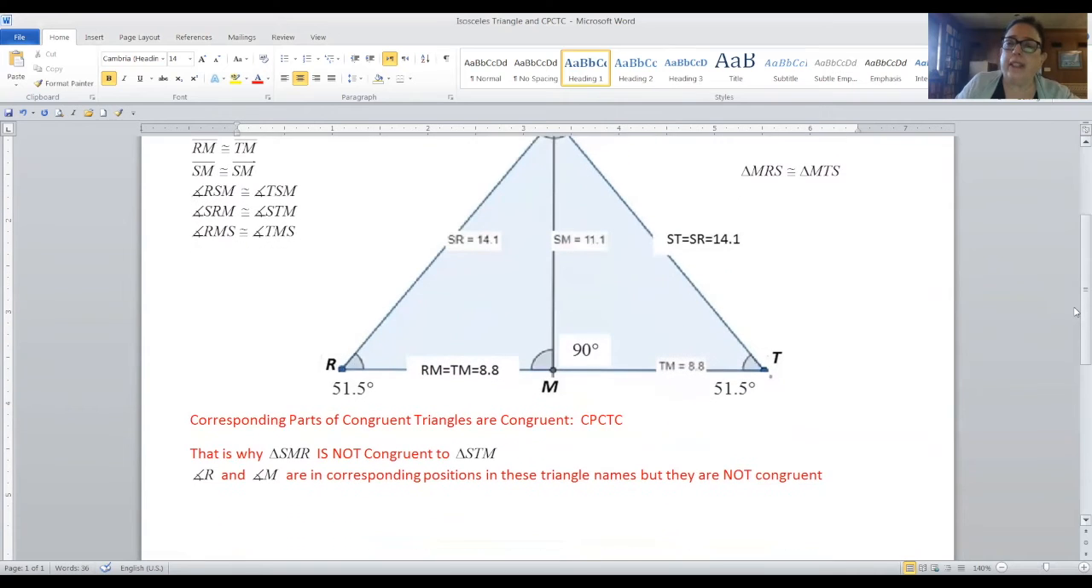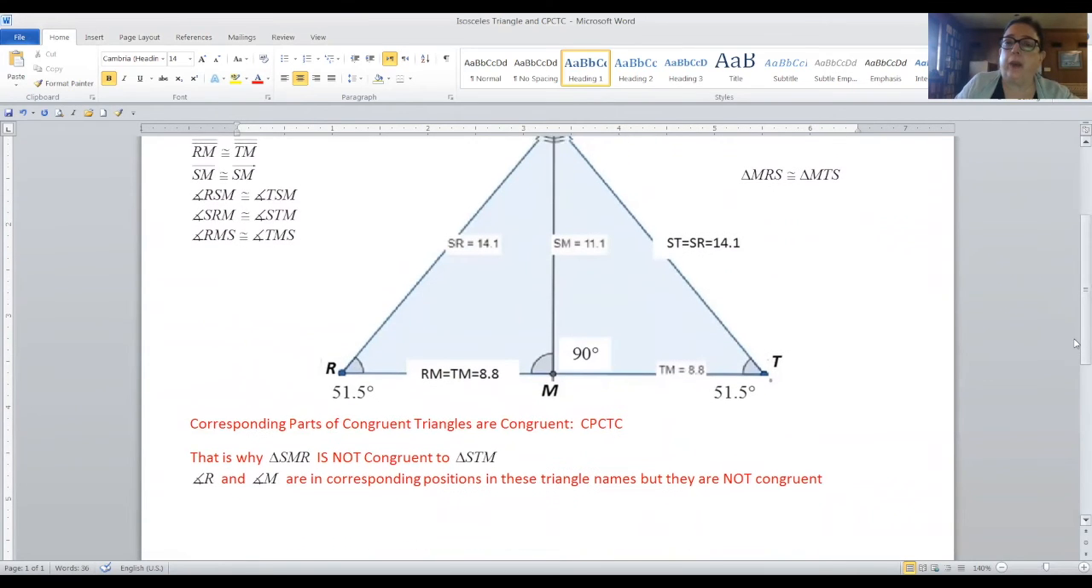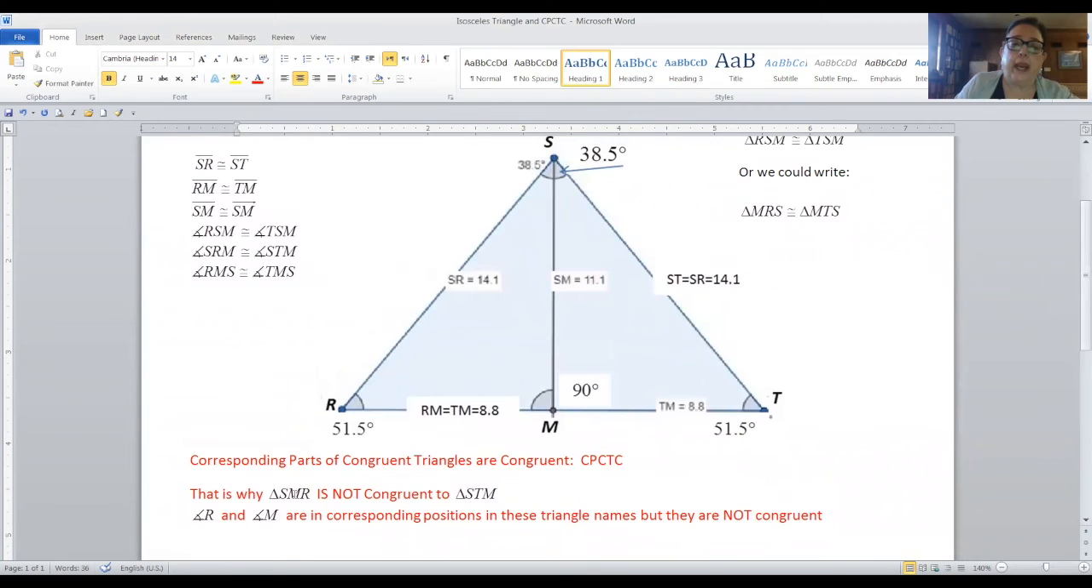That also means we can't just write congruent statements any way we want. So we can't write triangle SMR is congruent to triangle STM. We can't write this because angle M is not congruent to angle T. In SMR, angle M is over here, and that is not congruent to angle T. But in this statement, that's the position they've been put in. So this would be wrong, and that's why I didn't put a congruence. I wrote is not congruent.